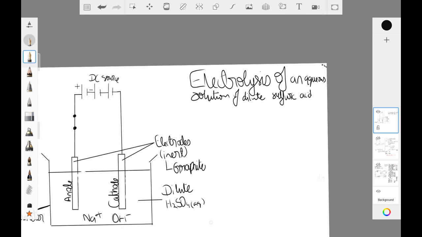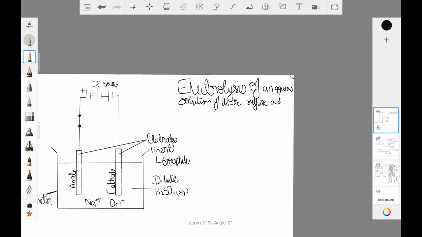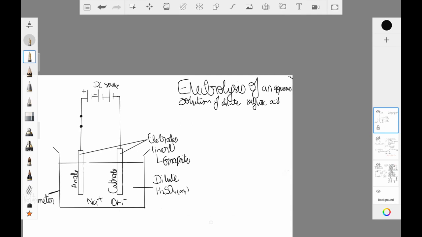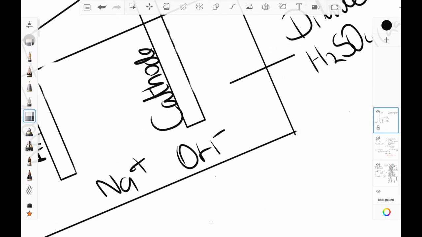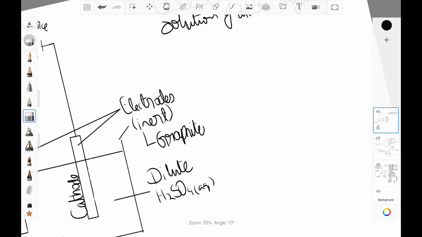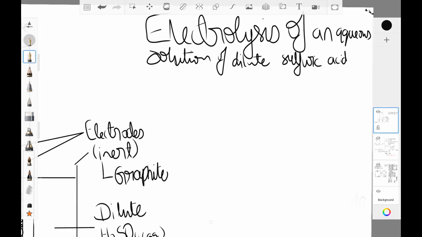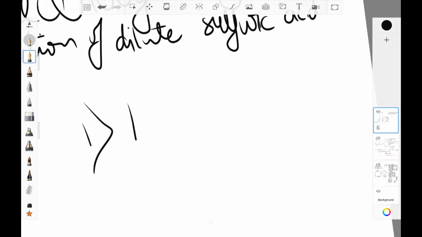The third example that the IGCSE syllabus requires you to know is the electrolysis of an aqueous solution of dilute sulfuric acid. Just a second, let me erase this. Right. So again, you just follow the normal steps. For the decomposition, since it's an aqueous solution, you need to show the decomposition of both the ionic compound and water.